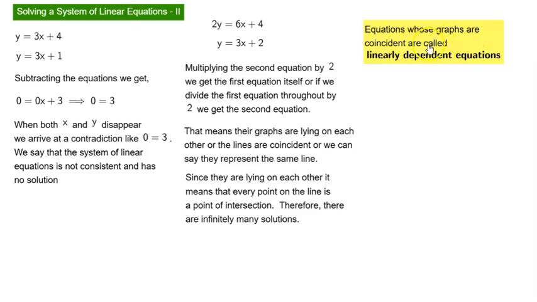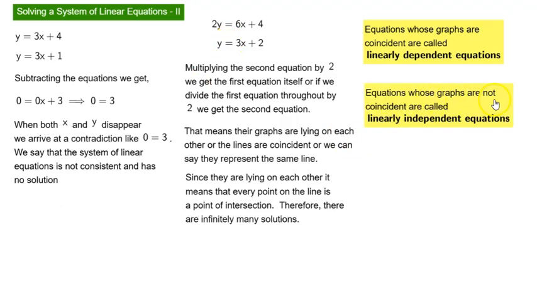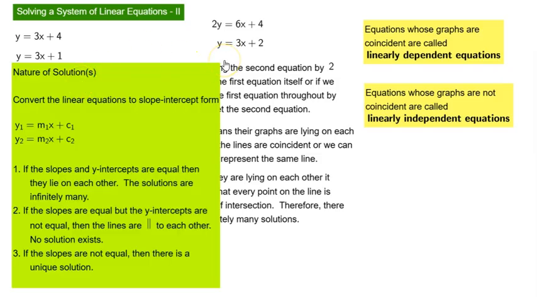Equations whose graphs are coincident are called linearly dependent equations. So here these two linear equations are linearly dependent equations. Equations whose graphs are not coincident are called linearly independent equations. We have seen through different examples that there are different types of solutions. We can have infinitely many solutions. We can have a unique solution or no solution.